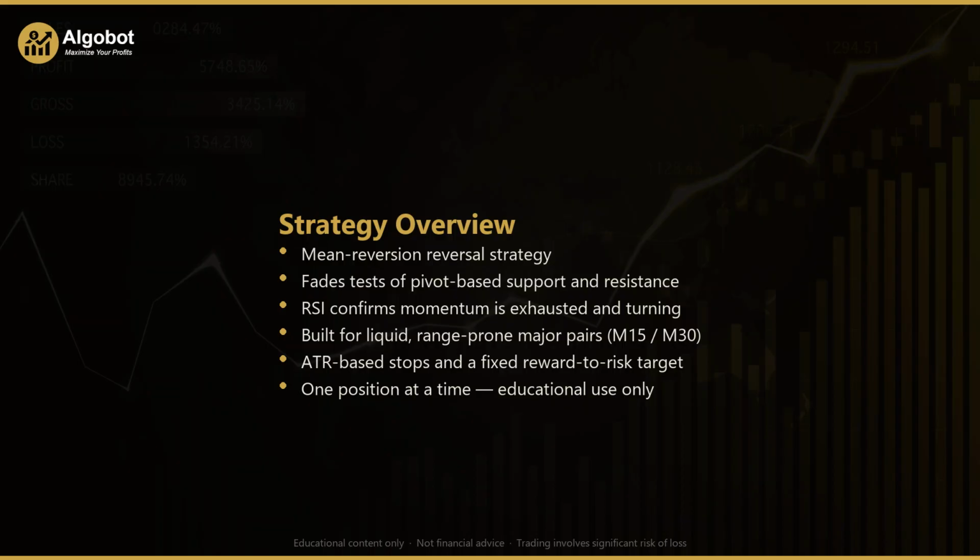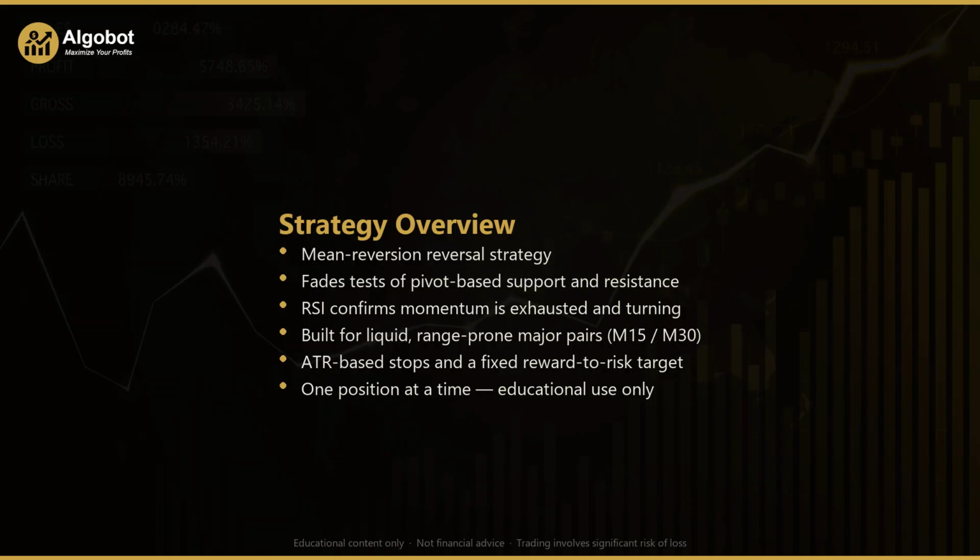The second idea is momentum, measured with the Relative Strength Index, or RSI. Tagging a level on its own isn't enough, because price breaks levels all the time. So the strategy also asks whether RSI has stretched into an extreme, at or below 35 for a potential long, at or above 65 for a potential short. And it asks whether RSI has started to tick back the other way. That combination captures the moment a one-sided move into the wall begins to lose energy.